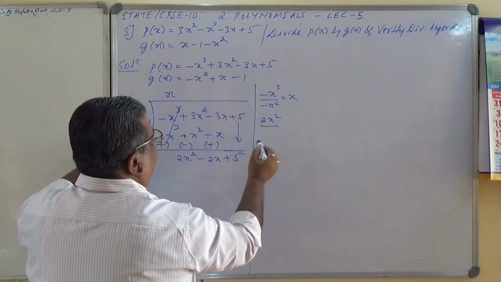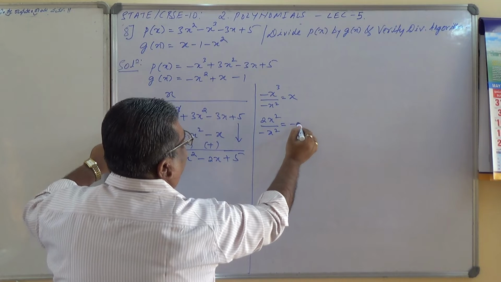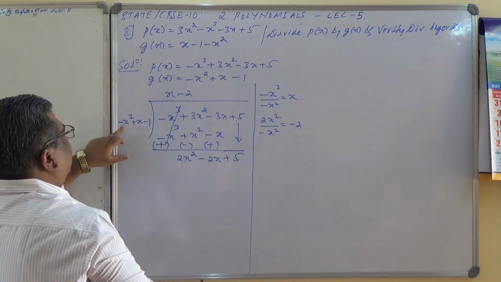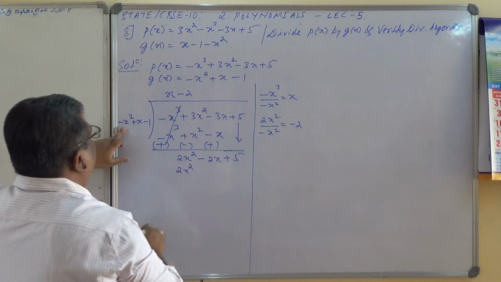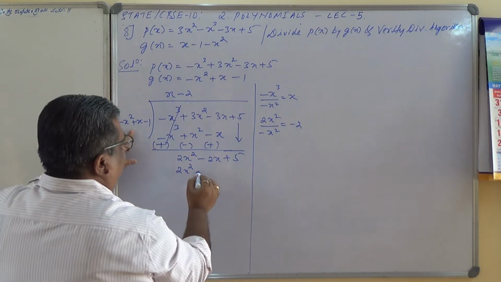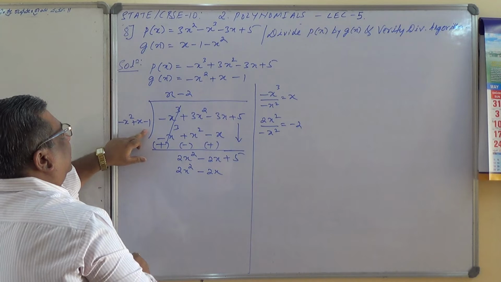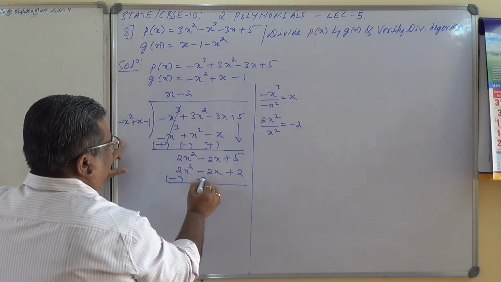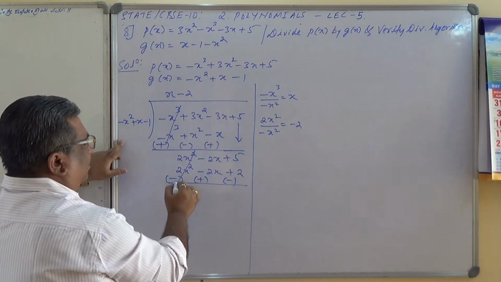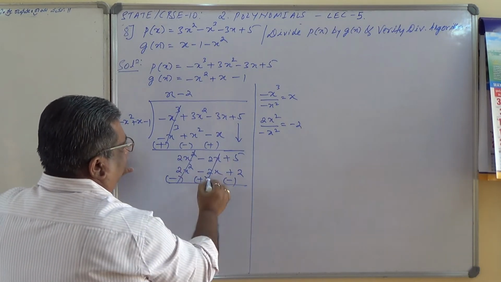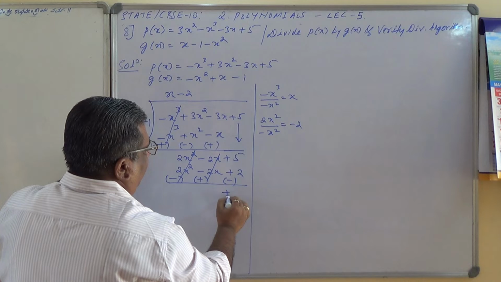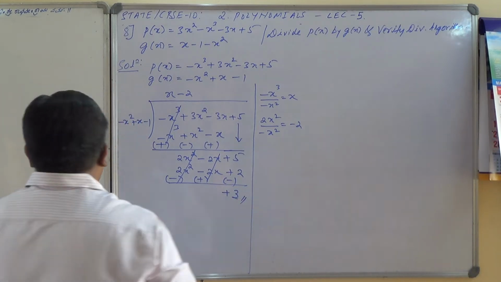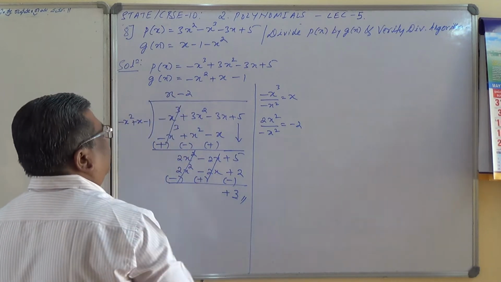Next term, 2x square divided by minus x square, which is minus 2. Minus 2, minus into minus plus 2x square, plus into minus minus 2x, minus into minus plus 2, change the sign, minus. This will cancel and this also will cancel, plus 5 minus 2 plus 3. So the remainder is plus 3 over here. Let me check. Yeah, it is correct. X minus 2 is the quotient.